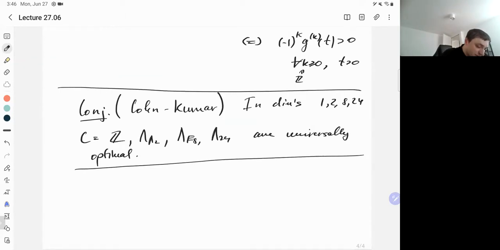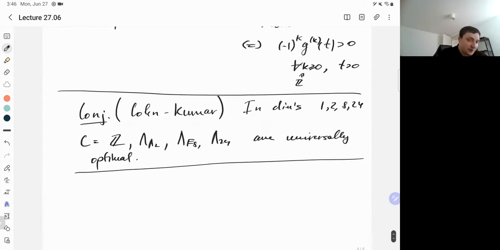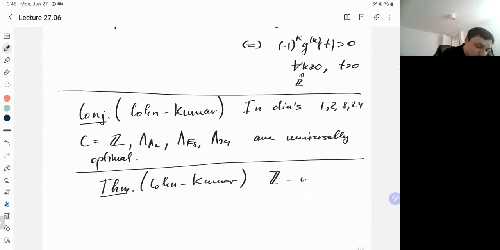But as I said in the very beginning, it is known that in dimension 1, the integer lattice is optimal. This they proved using their linear programming bound. So theorem, even though I've recently learned it's been known before them, but let me still call it the Cohn-Kumar theorem, that Z is universally optimal.